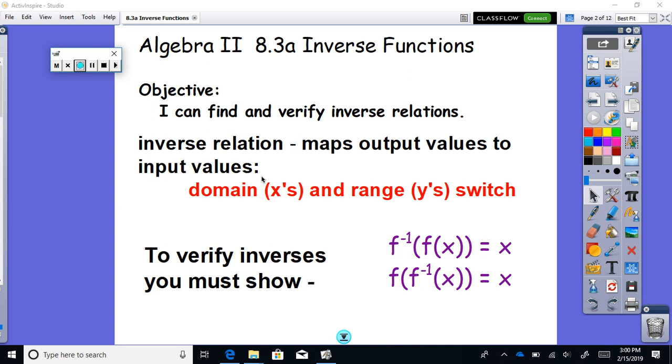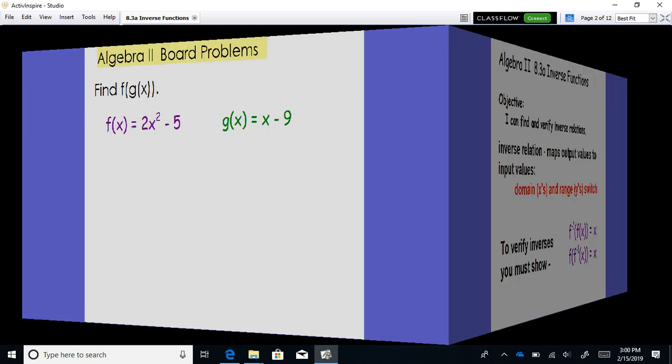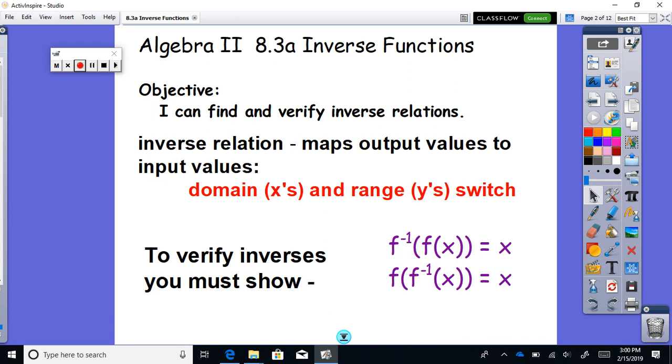To verify if functions are inverses, you must show that when you compose the inverse of the original function, it equals x. And if you take the composition of the function composed with inverse, it also equals x. So you have to do it both ways and show that they both equal x.